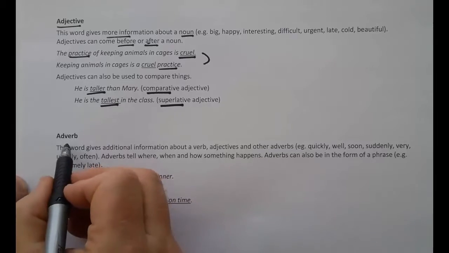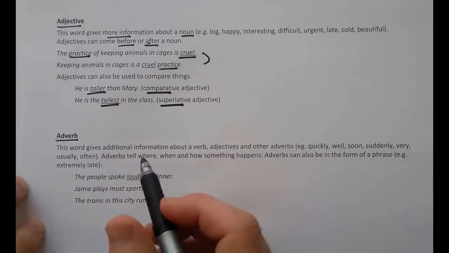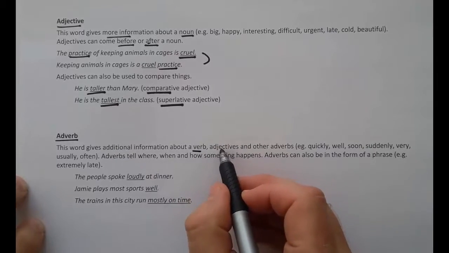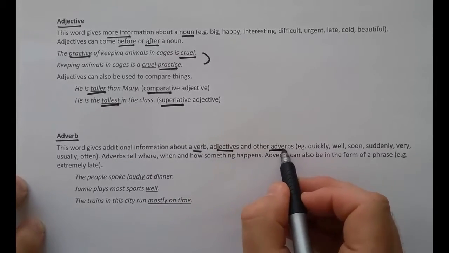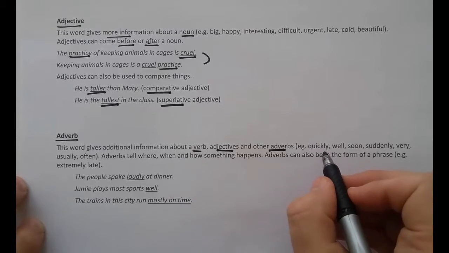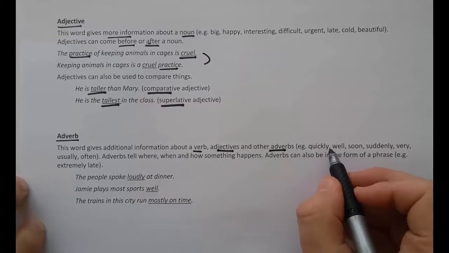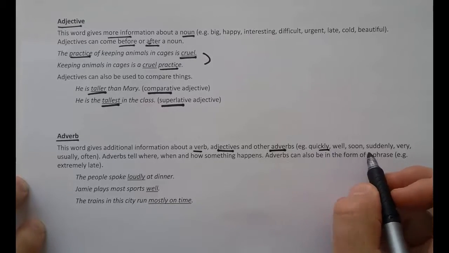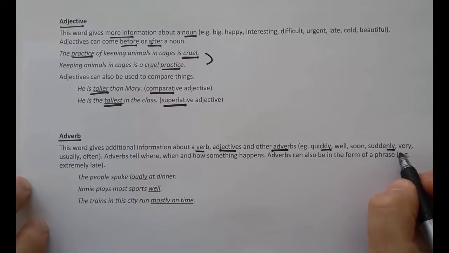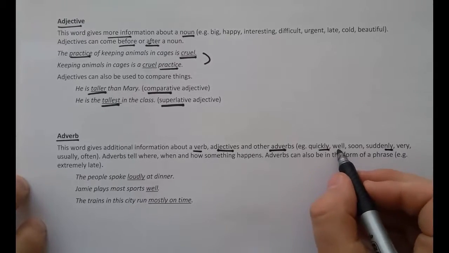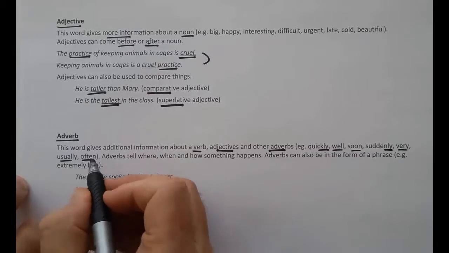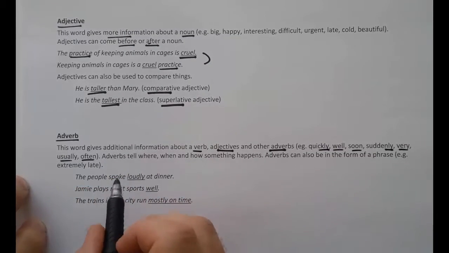Okay, now let's look at adverbs. Adverbs give additional information about a verb or an adjective or other adverbs. So they're actually quite flexible. They work in different ways. This word, quickly, is an adverb, and we can tell because it ends in -ly. And suddenly, any word that ends in -ly must be an adverb. But there are other adverbs as well: well, soon, very, usually, often, all of these words.